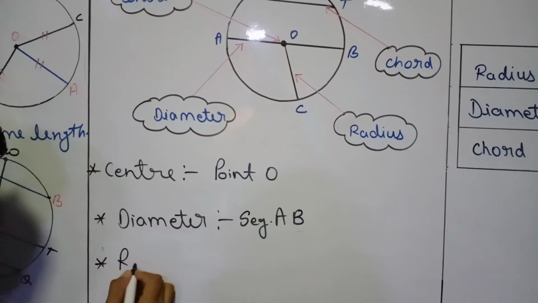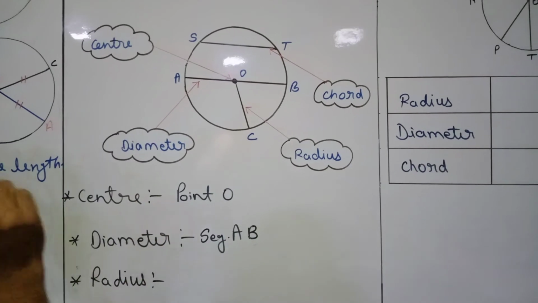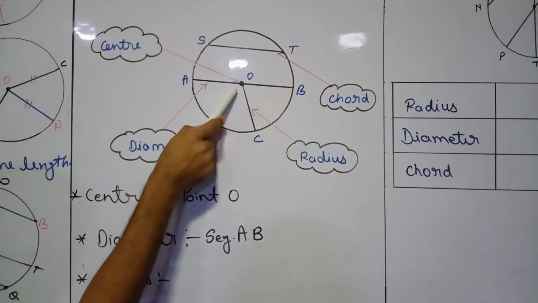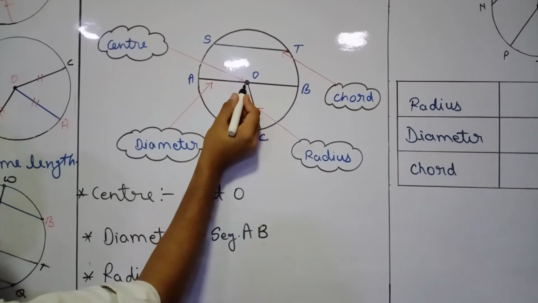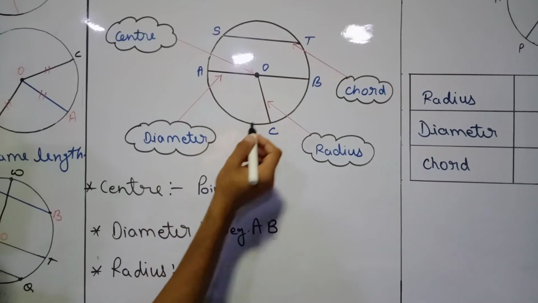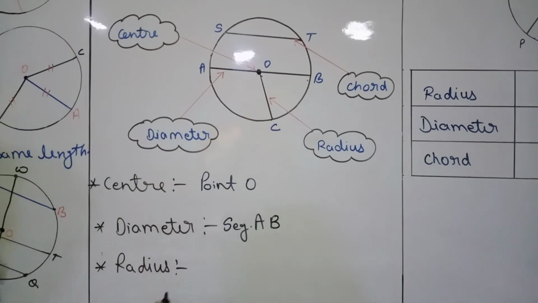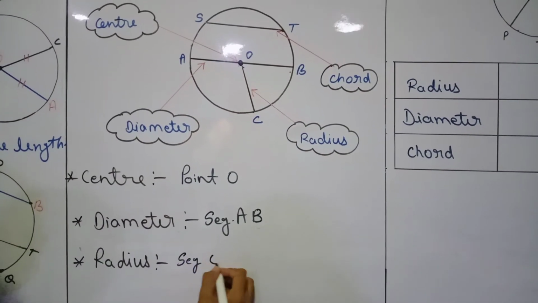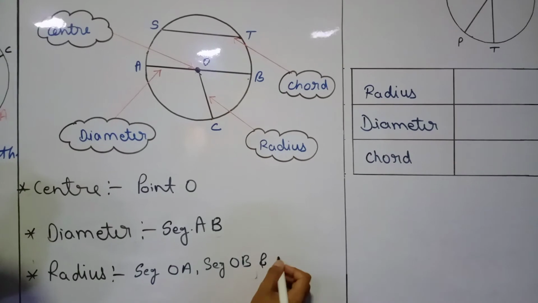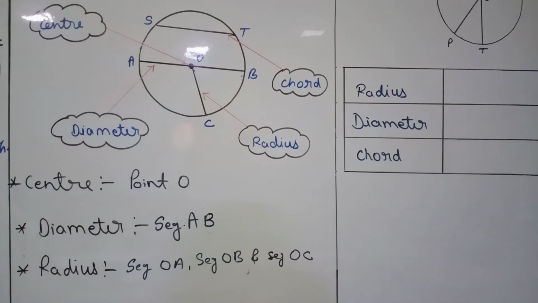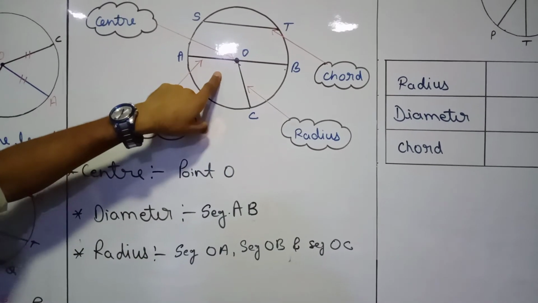Now we have to write radius. What is the radius? If you are talking about the radius, it means a line segment joining the center of the circle to any 1 point on the circle. So you can see here we have OA, this also fulfilling our criteria, OC and OB. So these 3 are the radius. So segment OA, segment OB, and segment OC. In the diagram only OC is shown as a radius, but these 2 are also radius in this diagram.